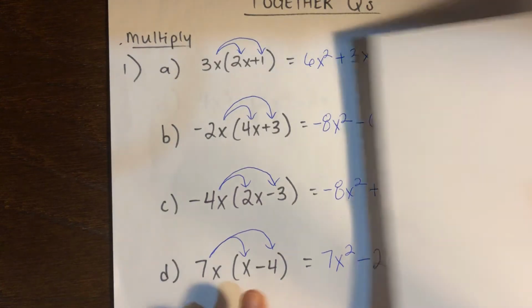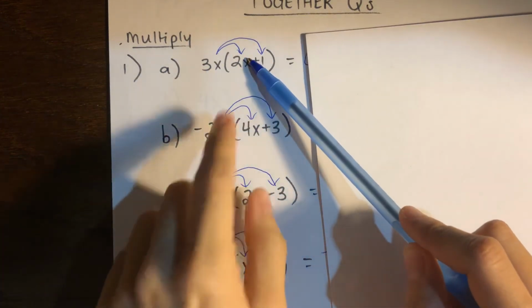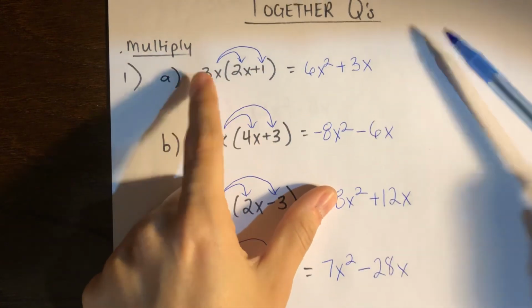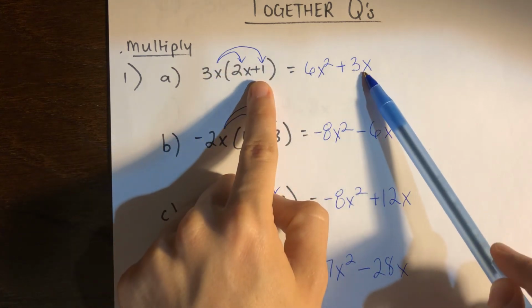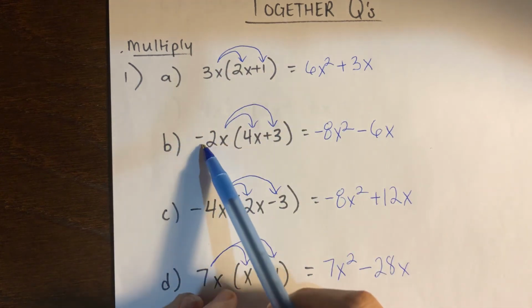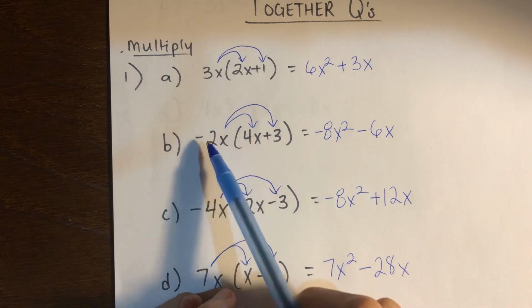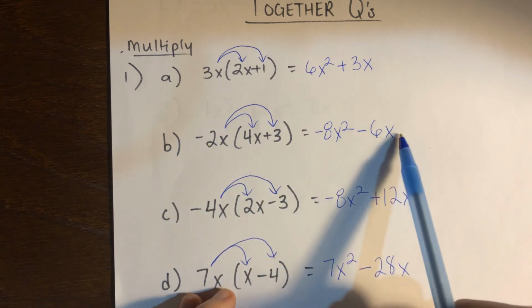I'm going to explain. When we're distributing, we're going to do 3x times 2x. 3 times 2 is 6, x times x is x squared, so we get 6x squared. Then we have 3x times 1, which gives me 3x. So then we're done, we've distributed it. Now we have negative 2x times 4x, which is negative 8x squared. And then negative 2x times 3 would be negative 6x.